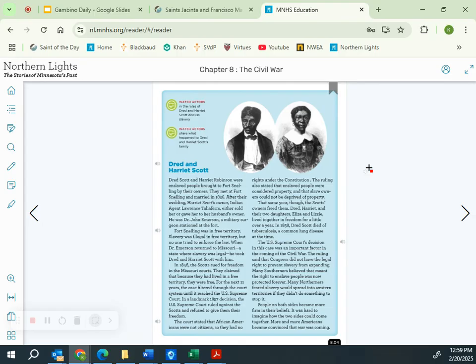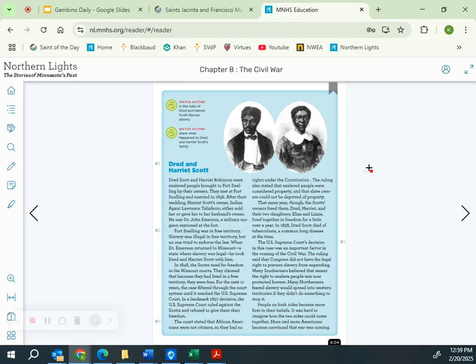Silly technology. So the court stated that the African Americans were not citizens, so they had no rights under the Constitution. The ruling also stated that enslaved people were considered property, not people. Thank goodness we know so much better now, and we've learned from the mistakes of the past. The slave owners could not be deprived of property.